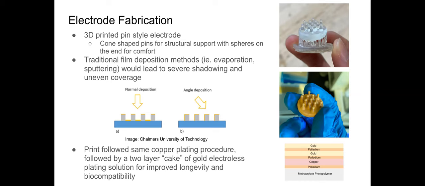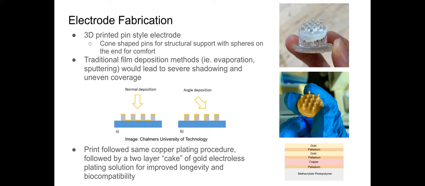So if you were to use a more traditional film deposition method, for example, evaporation with this type of interesting shape, you would get really bad shadowing because the step coverage of evaporation and other traditional deposition methods are not really suited for interesting shapes like these. So you would get pretty uneven coverage and that would make the performance of the electrodes a little bit worse.